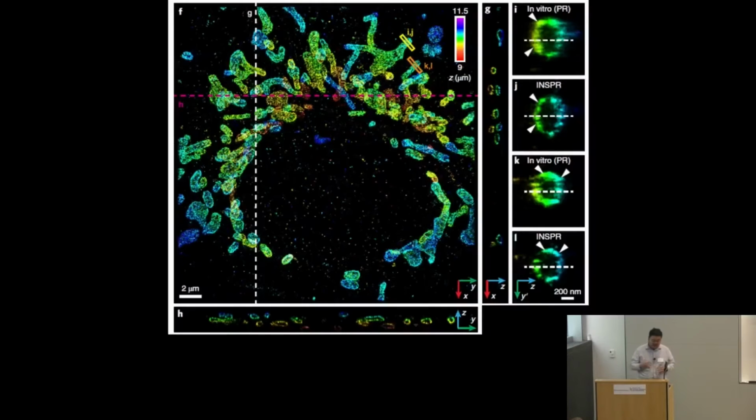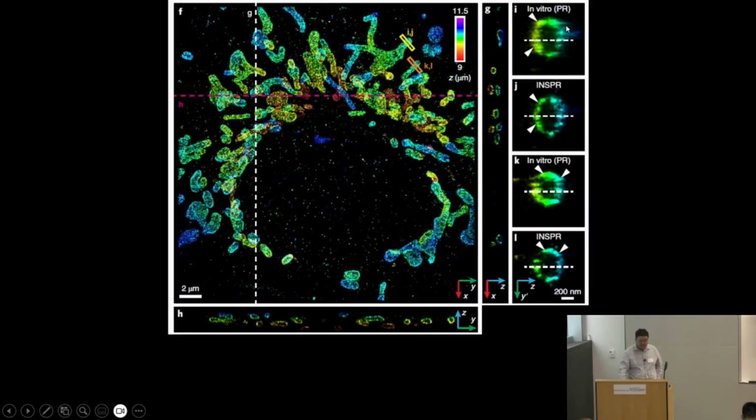So we can go a little bit deeper now. This is a numerical compensation method. It certainly does not restore the information you already lost, but we can go deeper because we have the accurate point-spread function. Here z equals 9 to 11 microns in mitochondria, and you can see this is a very nice image in lateral, but if you cut cross sections, you can see the comparison between using INSPIRE and using the previous state-of-the-art in vitro PR method. You get sharper contours of the mitochondrial membrane.